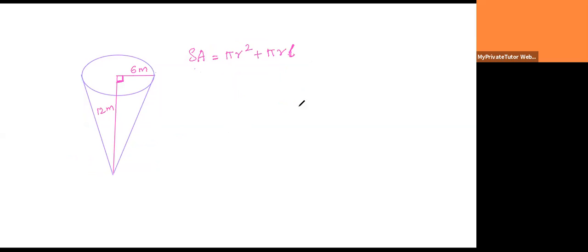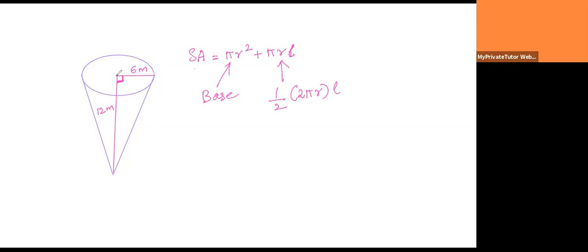If I want to explain in another way, this one is a base. Just think about this portion. What is this portion? It looks like a triangle, isn't it? What is the formula for a triangle? Half of base into height. But here, the base is what? The base is the circumference, and the height is the slant height.